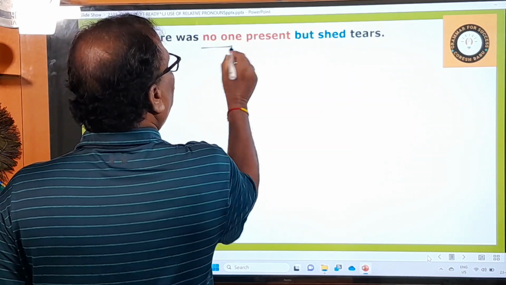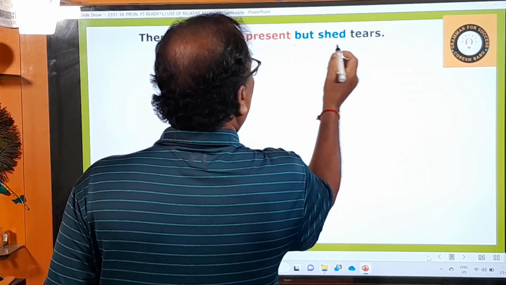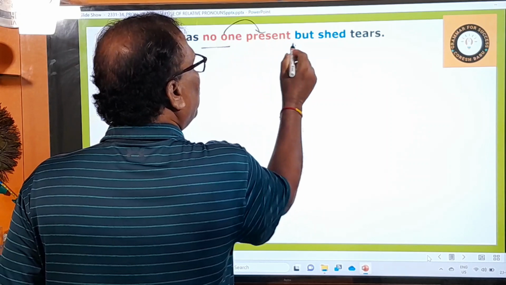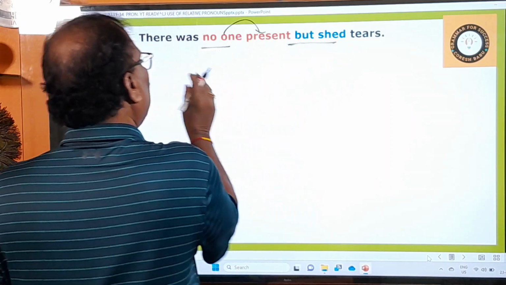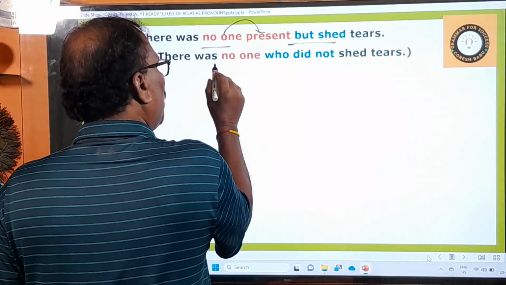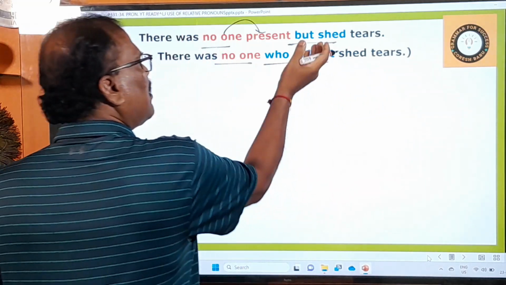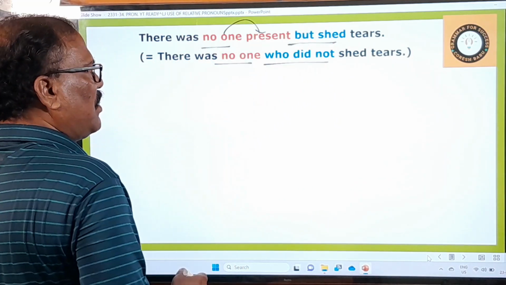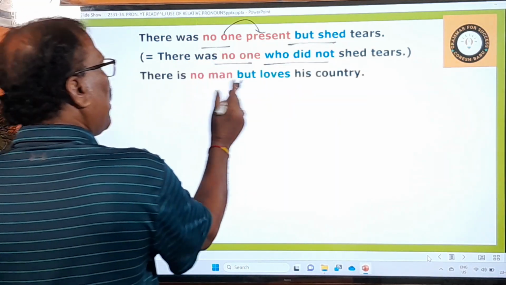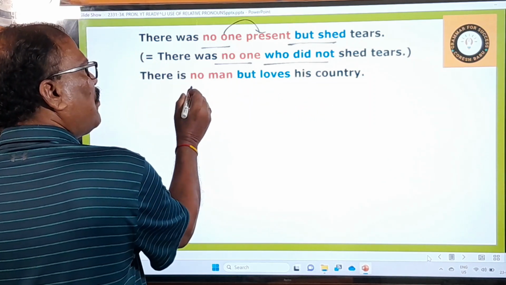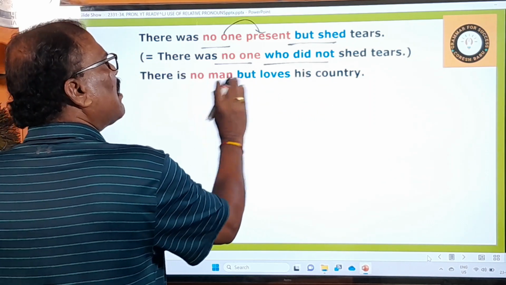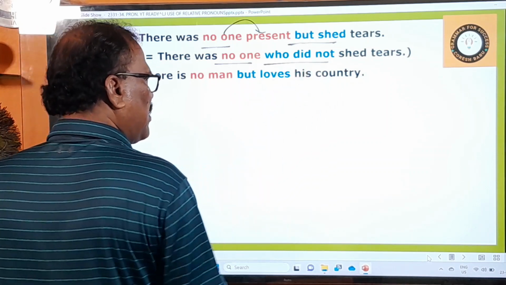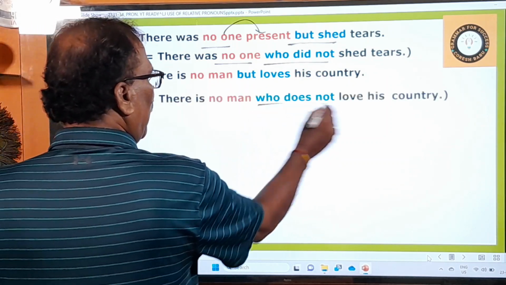There was no one present but shed tears. There was no one present but shed. Who does not shed here? Again some more examples are given. There was no one who did not shed tears, because it is the past tense, and who did not is used. There's no man but loves his country. See how beautiful this sentence is. There's no man but loves his country means who does not love his country. That is the meaning.